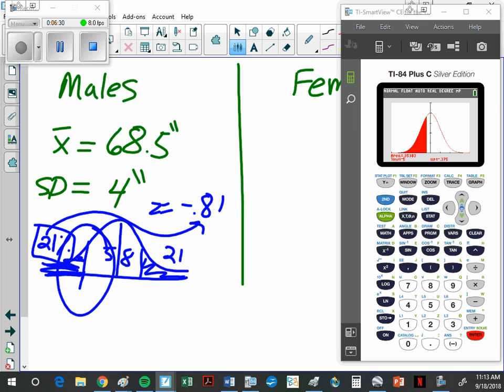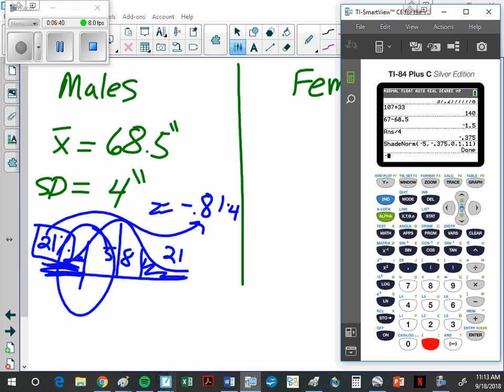Okay? So how do I convert this SD back into inches? Times it by the SD. So I multiply this by 4. Negative 0.81 times 4, and that tells me negative 3.24. What does that mean?